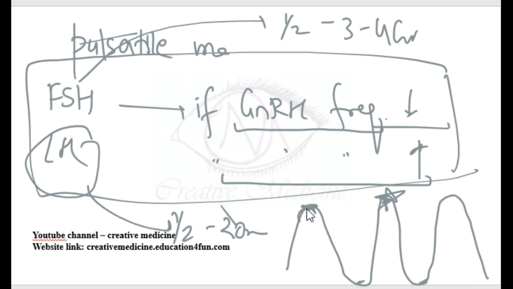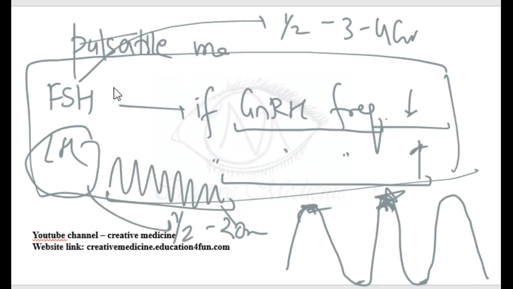If the pulse frequency is high, that is when luteinizing hormone is released. This is frequency. That means if the pulse frequency is like this, if there are more fluctuations, then luteinizing hormone is released. If pulse frequency is low, that is like this, then follicle stimulating hormone is released.